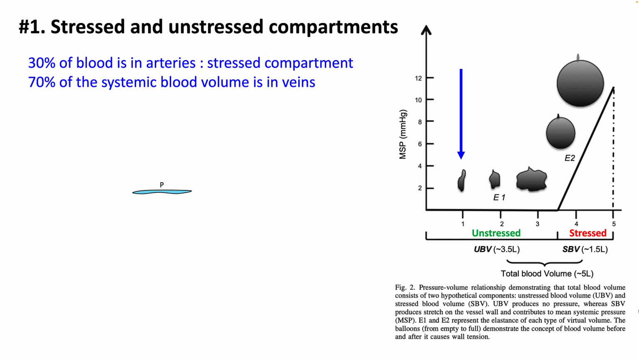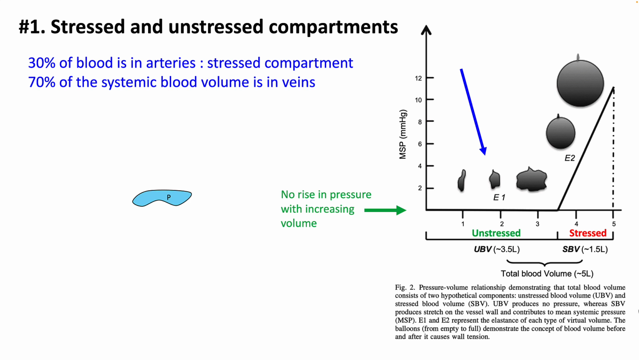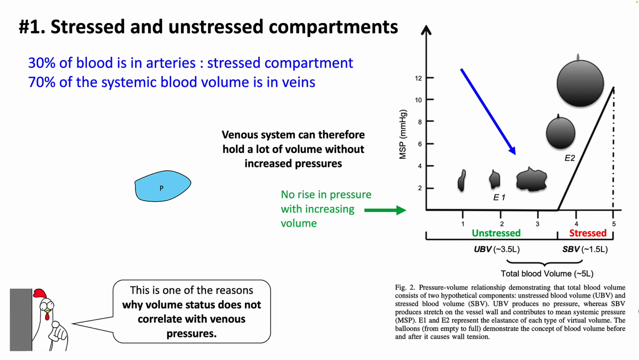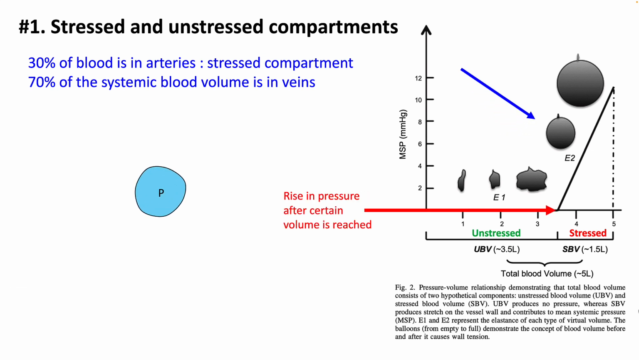The veins are interesting because in the completely collapsed state, there is no pressure and there is a minimal volume. And as you add volume to the venous system, the pressure does not change. So you can put in a lot of volume in the veins without increasing your pressures. And this is one of the reasons why volume status does not correlate strongly with venous pressures. However, once a certain volume is reached, the walls of the vein are completely stretched, and after this, as you increase your volume, your pressure will rise steadily.